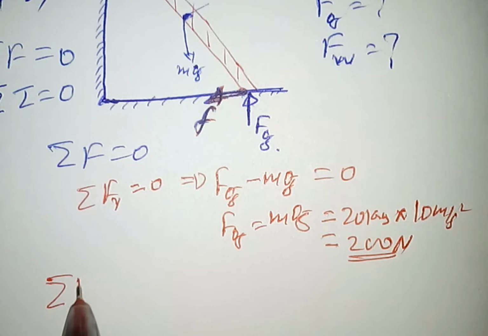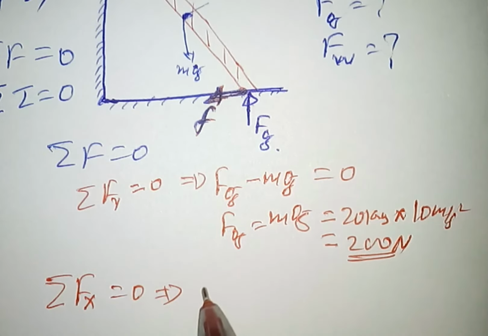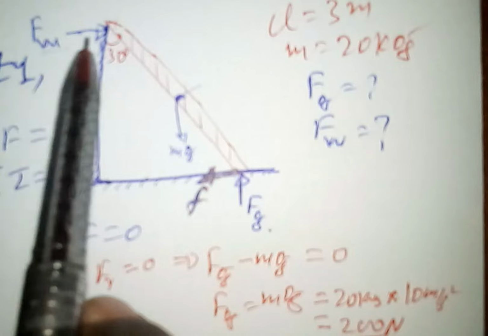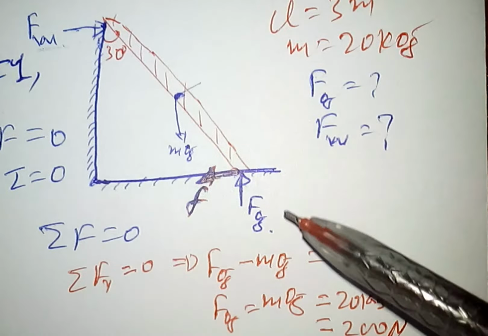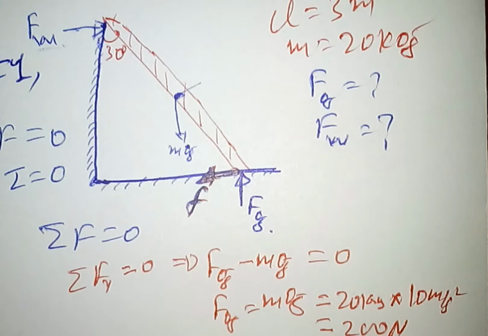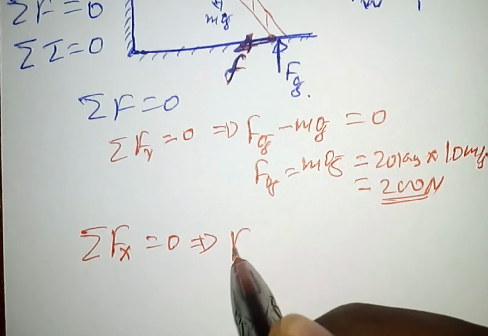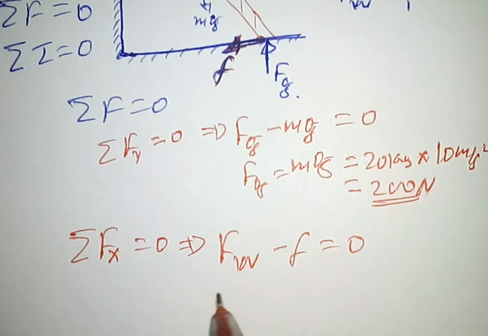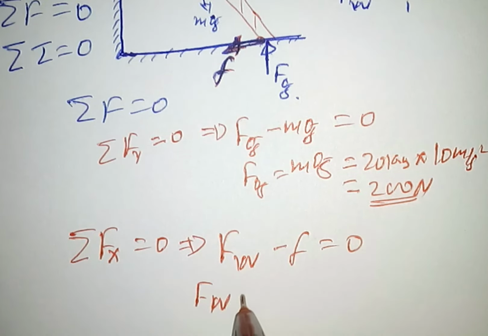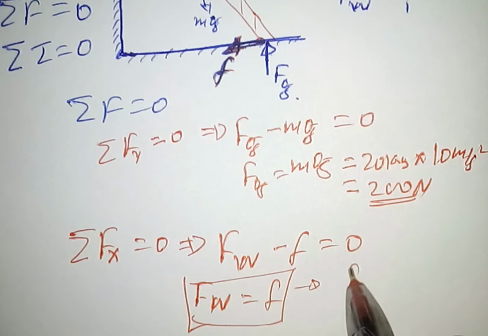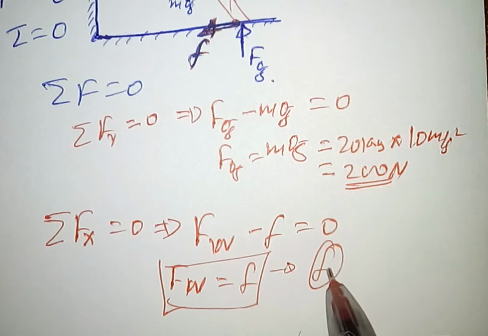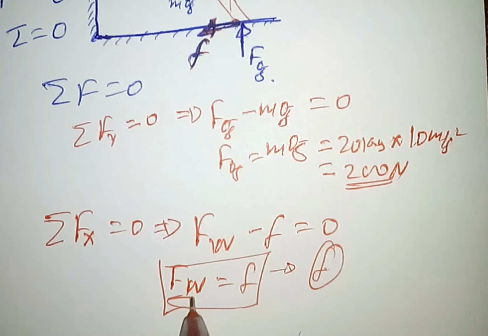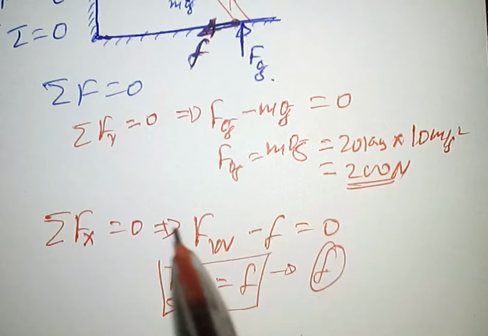Then for the sum of the horizontal forces, Fx equal to 0, Fw is acting to the right along the positive x-axis and the frictional force to the left. So we can write that Fw minus F is equal to 0. Then Fw equals the frictional force. We don't know the value of F, so we need to calculate the value of Fw by using the concept of torque.